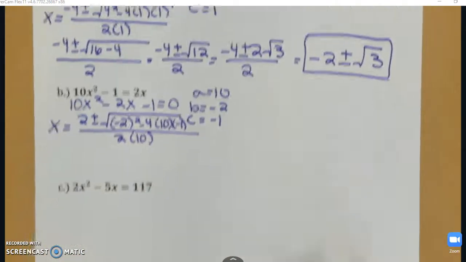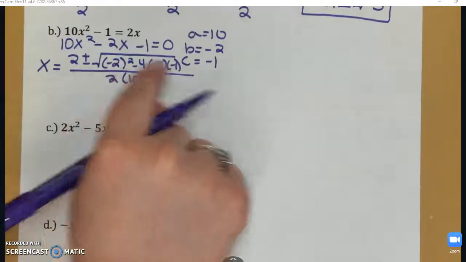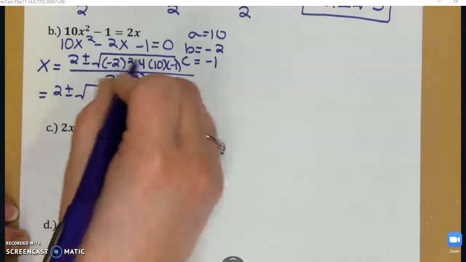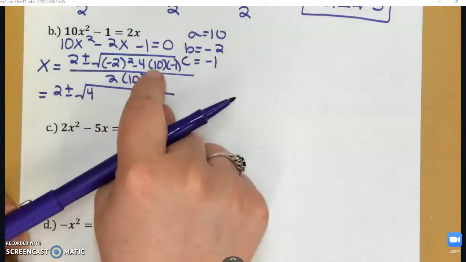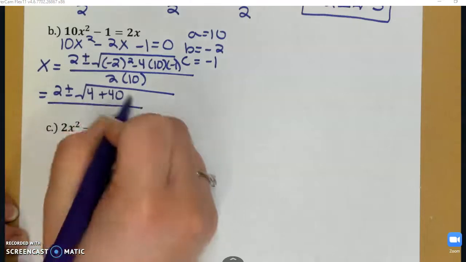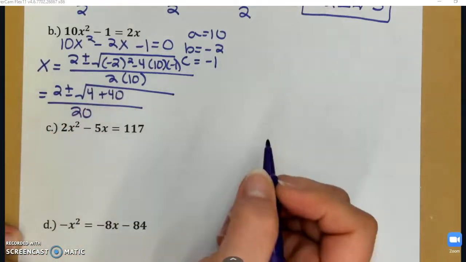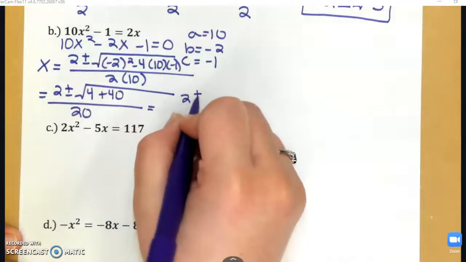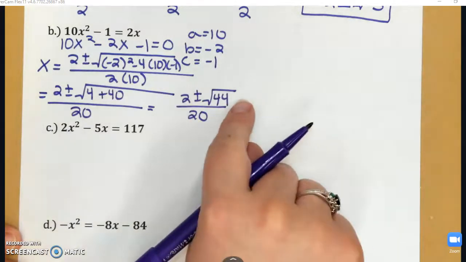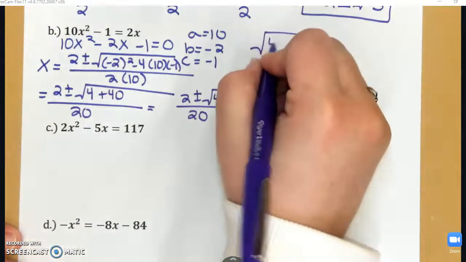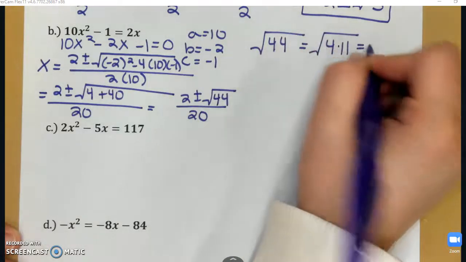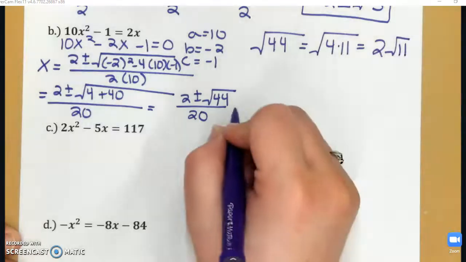So again, now that I have all my values in their correct location, I'm going to simplify what's inside my radical first. So negative 2 squared is 4. Negative 4 times 10 times negative 1 is going to be positive 40. Over 2 times 10 is 20. So I'm going to get 2 plus or minus the square root of 44 over 20. Again, 44 is not a perfect square, so let's see if we can simplify it. A factor of 44 that's a perfect square is 4. So that simplifies to 2 square root of 11.